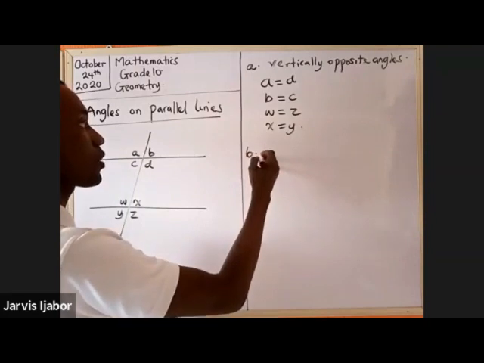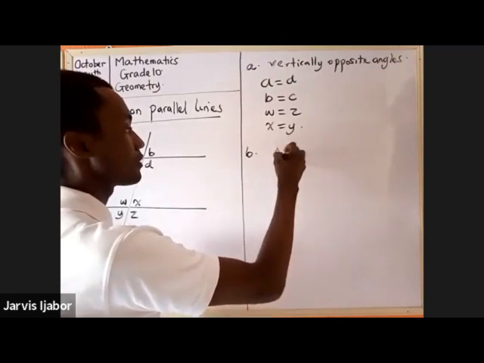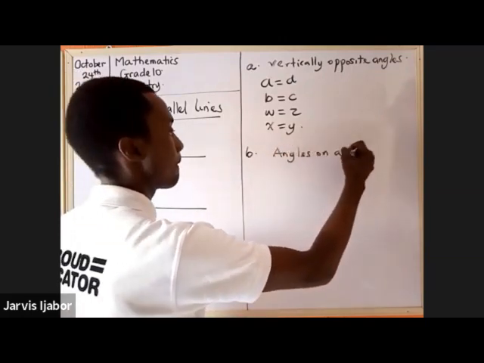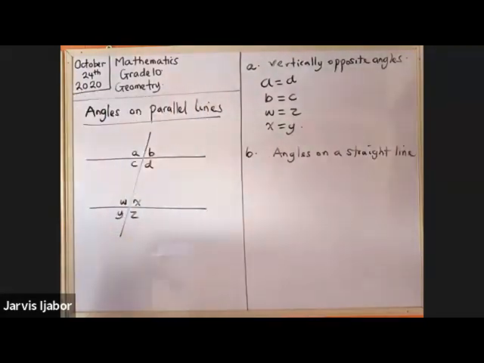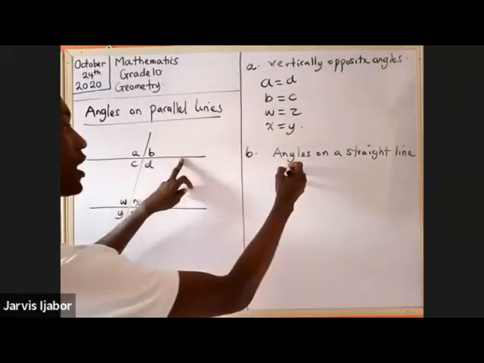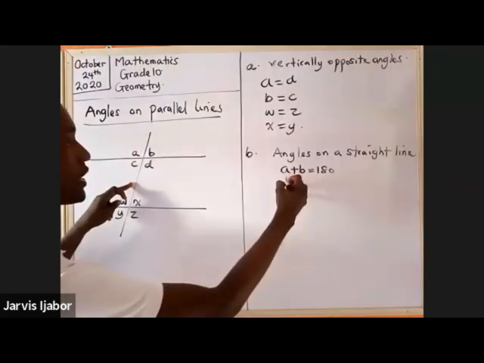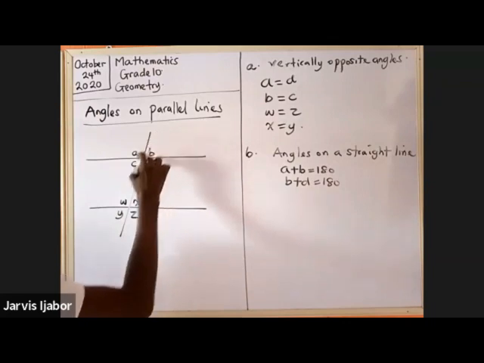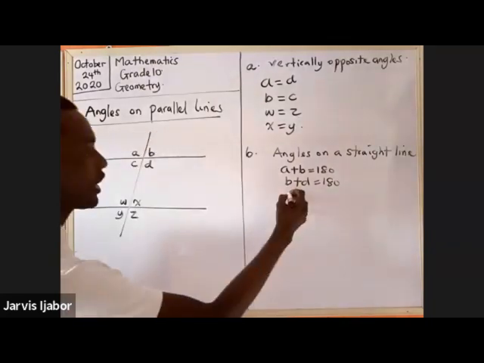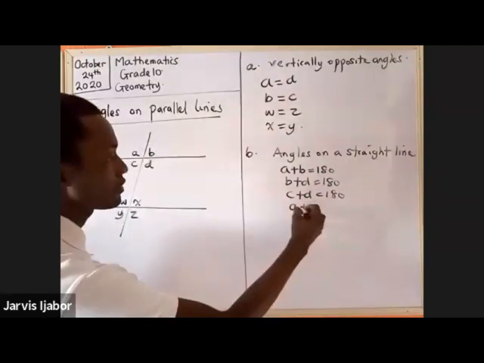The next thing we look at is what is called adjacent angles on a straight line. You've done some of these things before, just to help you remember before we now treat the curve. Angles on a straight line. Now this is a straight line, so you have A plus B equal to 180. You have B plus D equal to 180. A plus B, straight line. B plus D, straight line, C plus D, straight line. You also have A plus C, straight line.